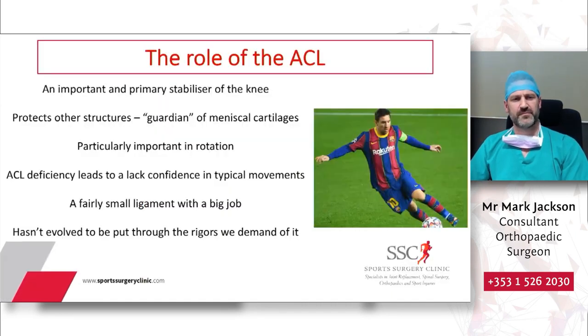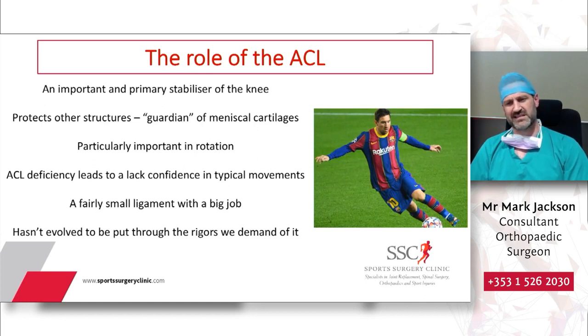So what does it actually do? Well, it is an important primary stabilizer of the knee, and that's the role of a ligament. It's to stabilize the joint. A good way to think of it is as a guardian of other structures too in the joint, and in particular, the important meniscal cartilages, which are the big cushions and shock absorbers inside the joint. And in rotation, it becomes particularly important, such as you might see Lionel Messi doing in a typical pivot and turn maneuver. And if it's torn, it means you've now got an ACL deficient knee, and that individual will often lack confidence in these kind of movements. So it's a fairly small ligament with a big job to do.